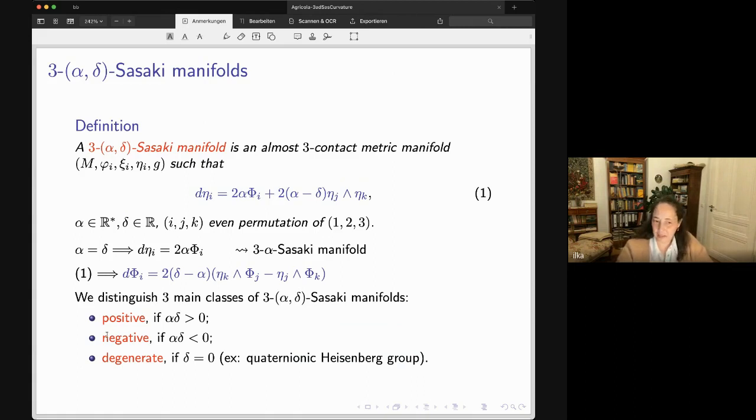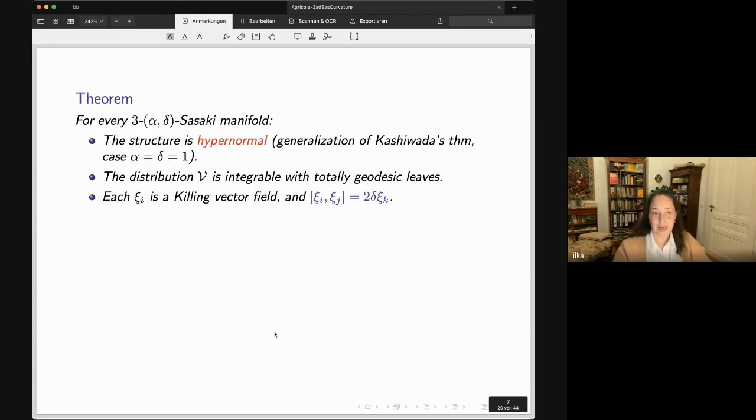I will explain in a second why positive and negative is the right way to distinguish these things. But first, let's give a theorem which summarizes a few properties of these three alpha delta Sasaki manifolds. The first thing is we can prove that these structures are also hypernormal, so that we have a generalization of Kashiwada's theorem, which was coping with the case alpha equals delta equals 1.